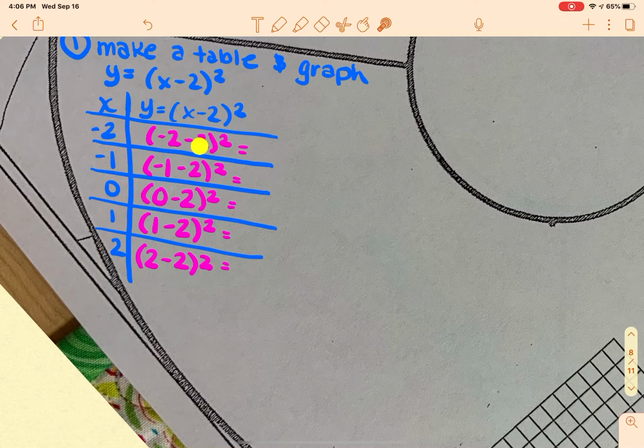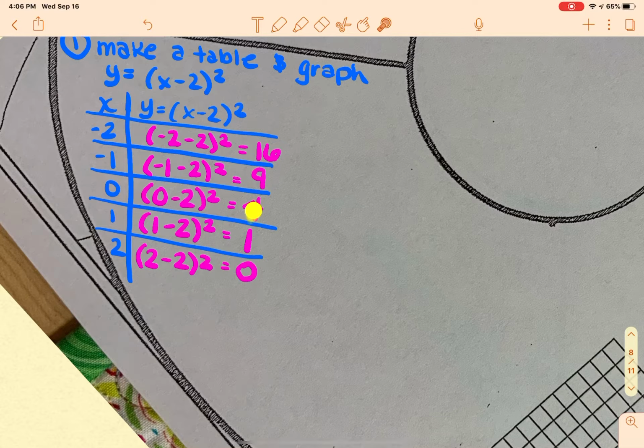So negative 2 minus 2 is negative 4, and if I were to square that, it would be 16. Negative 1 minus 2 is negative 3, squared will be 9. 0 minus 2 is negative 2, squared will be 4. 1 minus 2 is negative 1, squared will be 1. 2 minus 2 is 0, squared will be 0. Okay, now we do have a little bit of an issue.